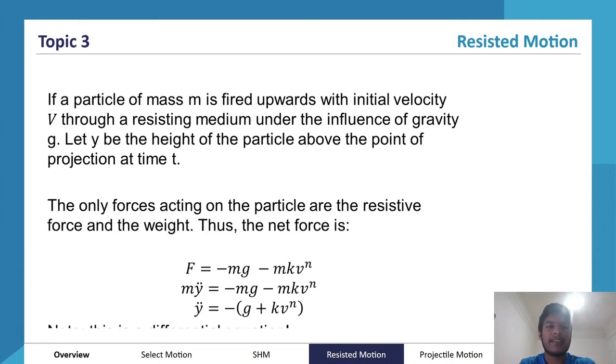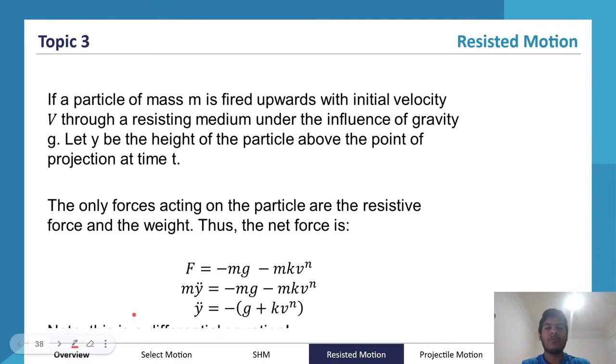So if a particle of mass m is fired upwards with initial velocity v through a resisting medium under the influence of gravity, g, let y be the height of the particle above the point of projection at time t. The only forces acting on the particle are the resistive force and the weight, thus the net force is that, and we can come up with an acceleration expression.